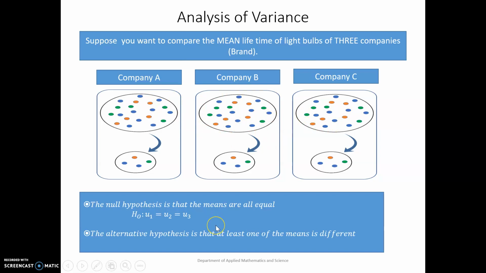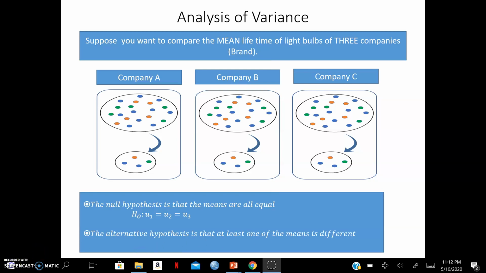In alternative, we write it in a different way in analysis of variance. In alternative, we write that at least one of the companies is different from others. Okay, so at least one of the means is different. We don't write that mu1 is not equal to mu2 or not equal to mu3. We just need to mention that at least one of them is different. Okay, if you observe, still in the null hypothesis, we are talking about the mean. We are comparing the mean, whether they are equal or at least one of them is different.